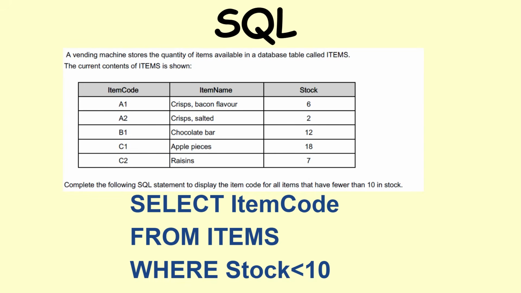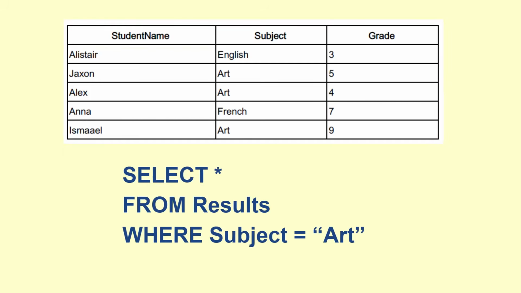The only other thing that we need to know is if we want to select everything, all of the fields, we can use SELECT star, and that will select everything. So if it says to select all or select everything, we can do SELECT star FROM results, this is what this table was called. And in this case, it was WHERE subject is equal to art. If it's a string, so if it's text, it must go in speech marks. If it's a number, it doesn't have to.